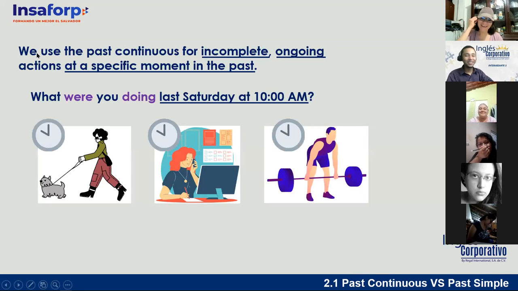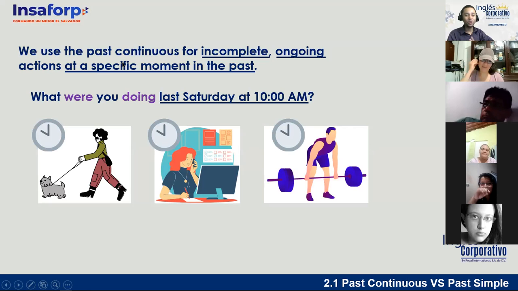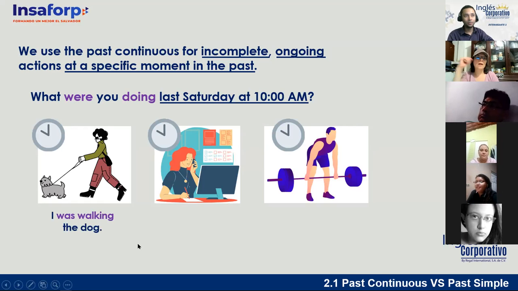Okay. So, again, we use the past continuous for incomplete, ongoing actions at a specific moment in the past. Ahora, estas acciones no estaban completas, estaban en proceso, no habían terminado. Por eso se le pregunta acá, what were you doing last Saturday at 10 a.m.? Justo a las 10, ¿qué estaba haciendo? I was walking the dog. No había terminado, todavía estaba ahí en la calle con el perro, ¿verdad?